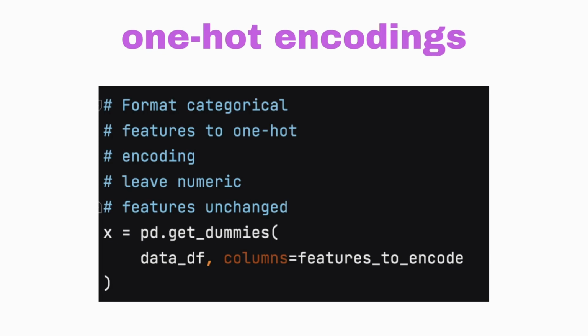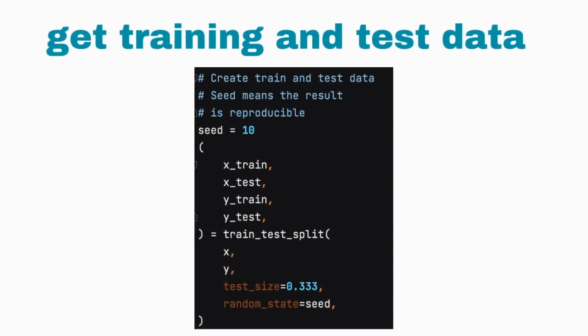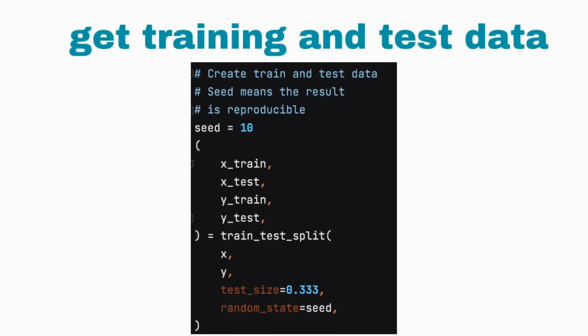I'm using pandas get_dummies to convert these categorical variables into new variables which are one hot encoding. This will only affect categorical variables in the feature to encode list and leave all the other variables untouched. I'm now splitting the data into a training and test data set using train_test_split. This will result in a third of the data as a test data set and 2/3 as a training data set.